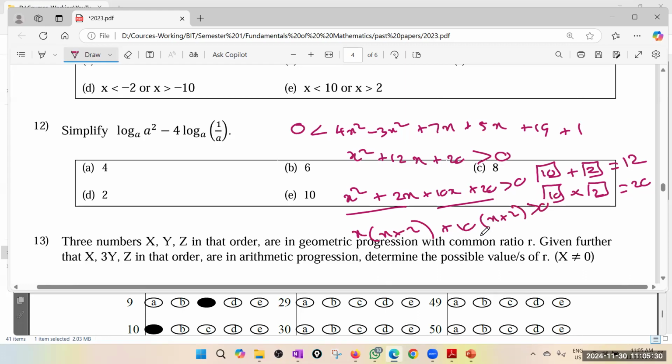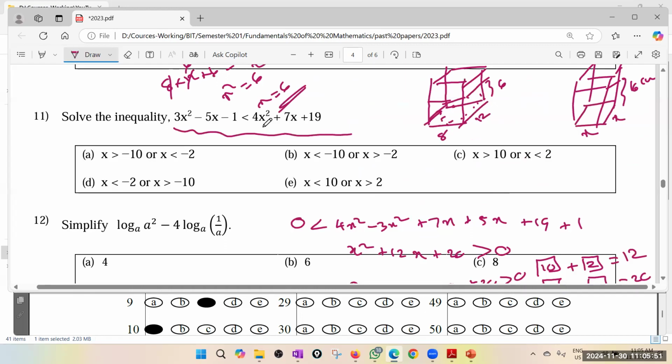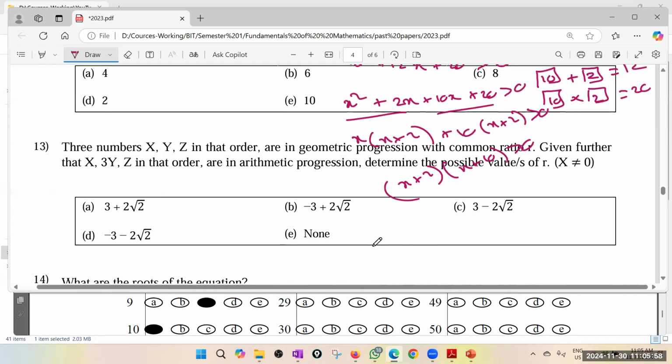Because I know what I'm doing. I know that these are anyway going to be the same because I know what I'm doing. x plus 2 into x plus 10 greater than 0. If the product is greater than 0, there are two possibilities. Both are positive or both are negative. So you need to consider both possibilities. So the first possibility is x plus 2 is greater than 0 and x plus 10 greater than 0. Or the second possibility is x plus 2 is less than 0 and x plus 10 is less than 0.